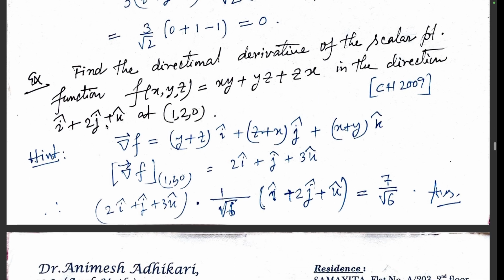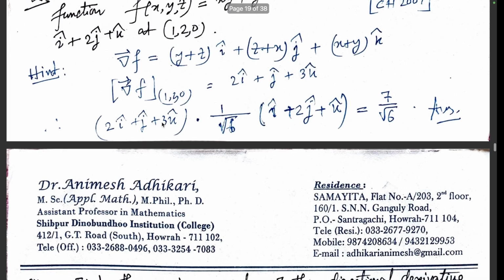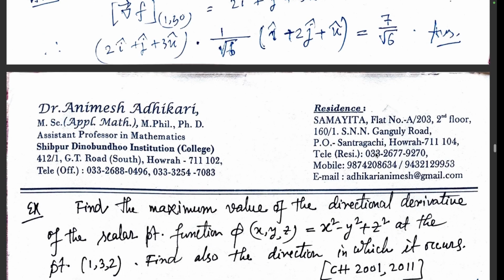And the directional derivative of the scalar point function f = xy + yz + zx in the direction i cap + 2j cap + k cap at the point (1, 2, 0), Calcutta University Honors 2009. Grad f at the point (1, 2, 0) dot this e cap. So the answer is 7 by root 6.